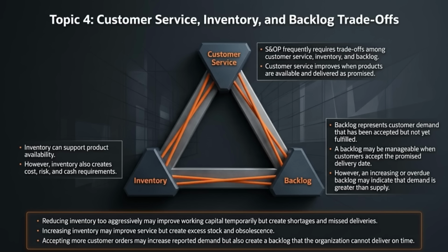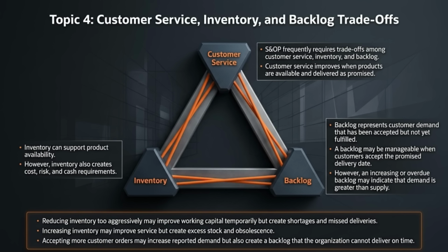Topic 4. Customer service, inventory, and backlog trade-offs. S&OP frequently requires trade-offs among customer service, inventory, and backlog. Customer service improves when products are available and delivered as promised. Inventory can support product availability. However, inventory also creates cost, risk, and cash requirements.